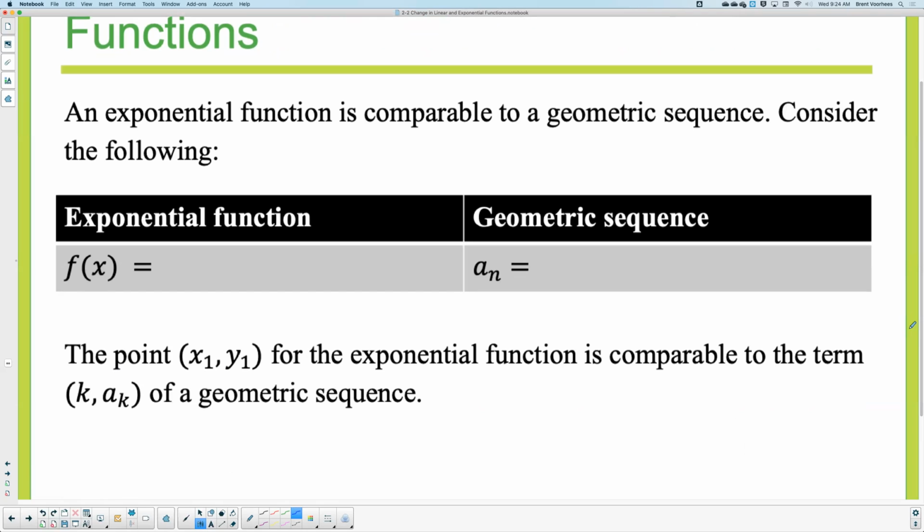An exponential function is comparable to a geometric sequence. Consider the following. So let's fill in our geometric from last class. Do you remember geometric? What was our formula there? GK. Okay, and I used A. You want me to change it to G? Okay, so GN equals GK times R, parentheses. That means it's multiplying times the common ratio, to the N minus K. And so I'll need to switch this to a G as well over there. You can go ahead and switch that to a G.